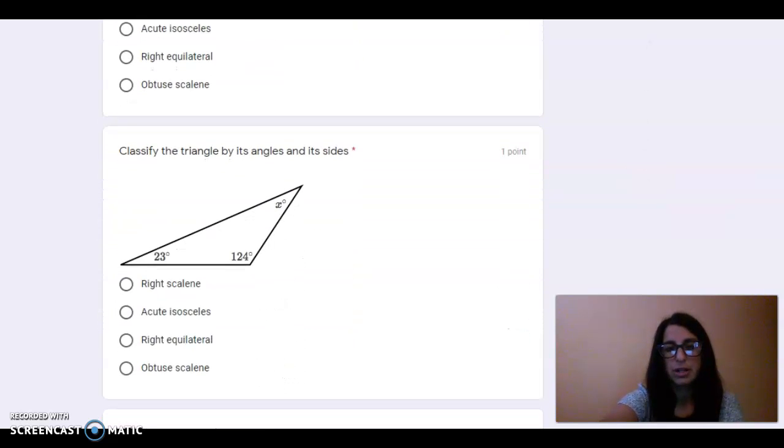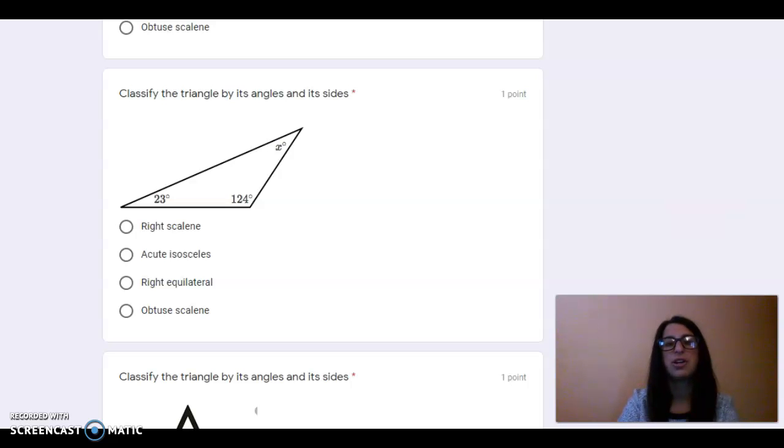Okay, next one. Classify the triangle by its angles and sides. Again, find the missing angle and then you can classify it. Remember, by its first and last name. So you first do it by its angles and then by the sides. So is this a right scalene, acute isosceles, right equilateral, or obtuse scalene?